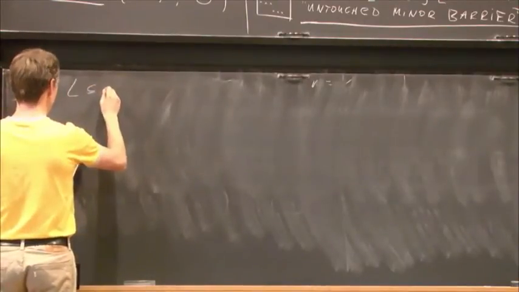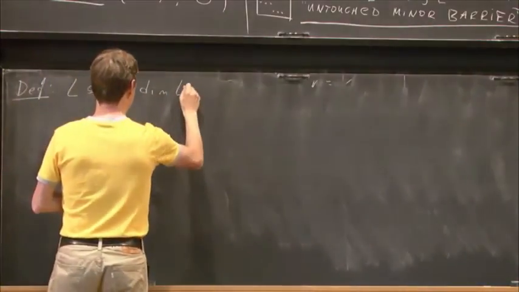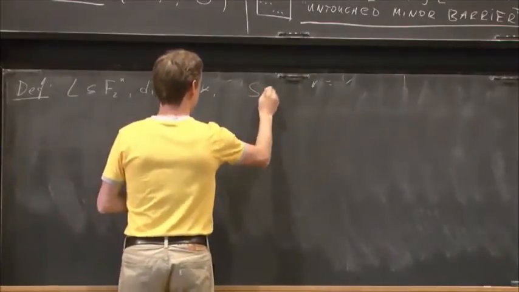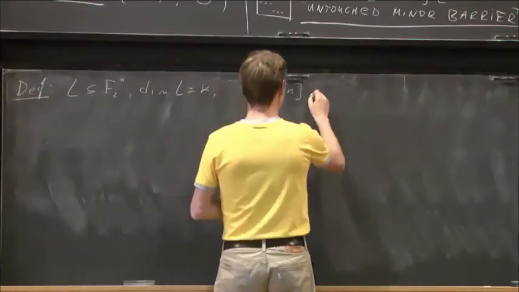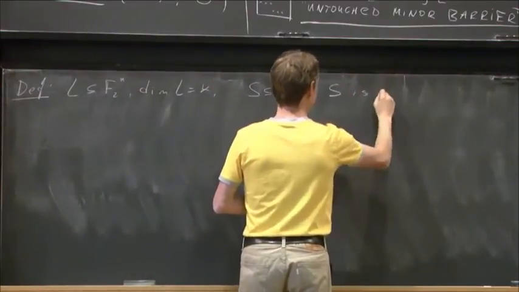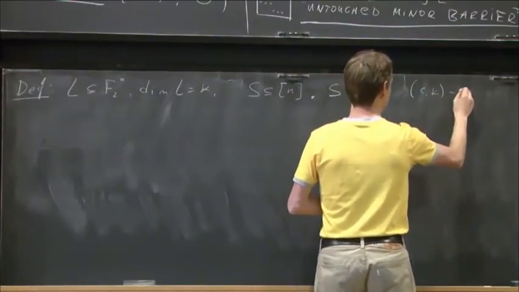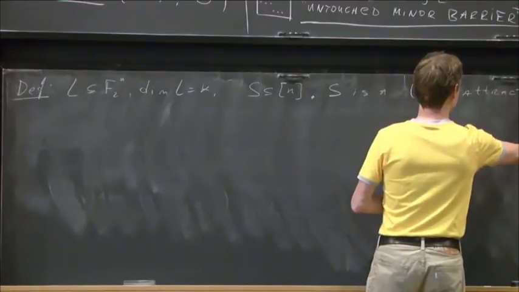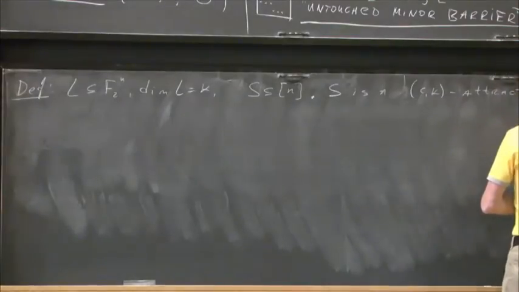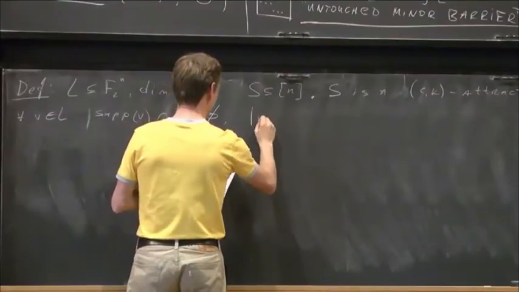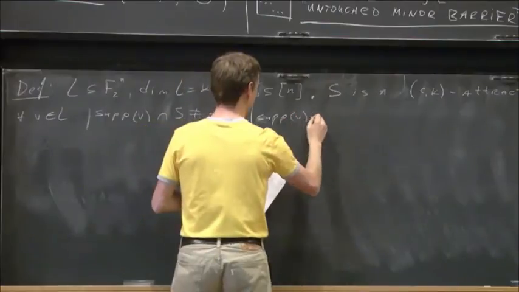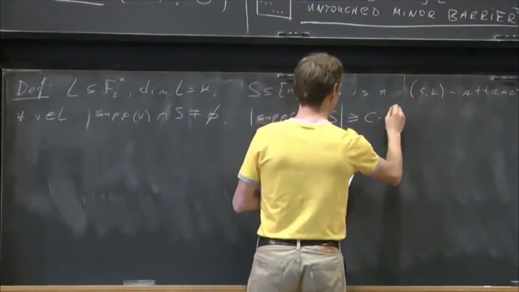Okay, so let's say that we have L in F2 to the n. The dimension of L is k, and S is a subset of [n]. We say that S is a (C, K) attractor for L if for all vectors v in L such that the support of v intersect S is non-empty, we have that it is somewhat large: the size of the support of v intersect S is at least C times the size of S over K.